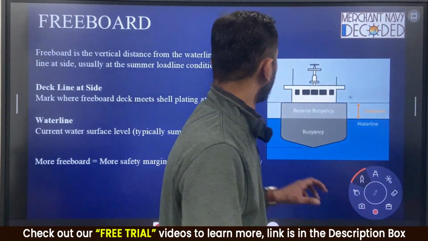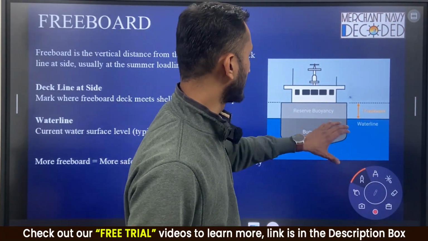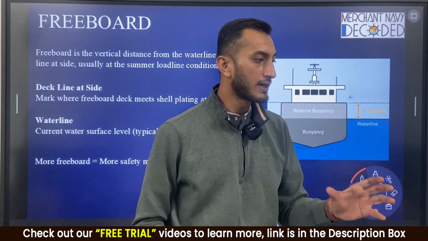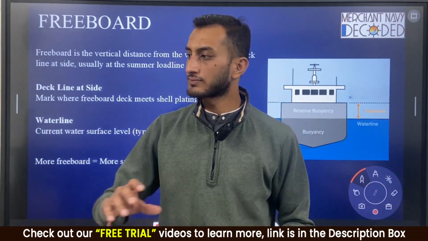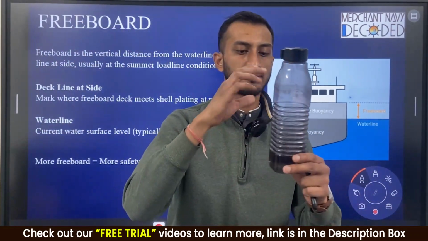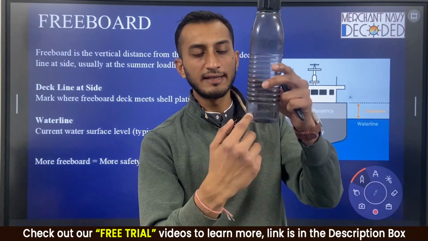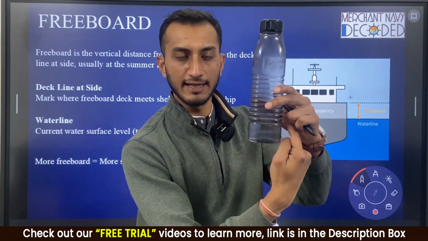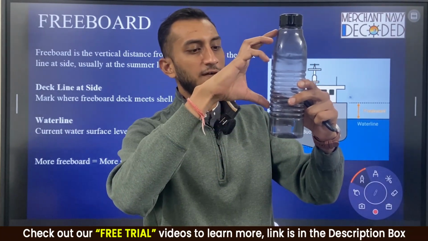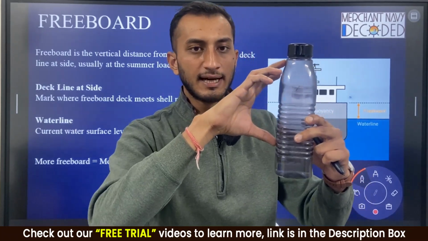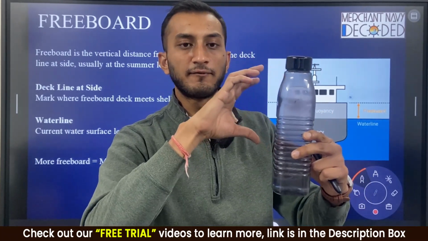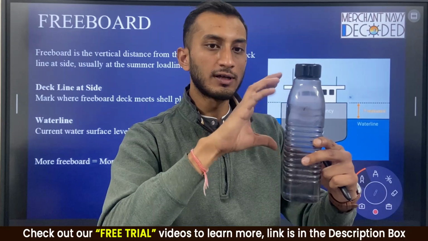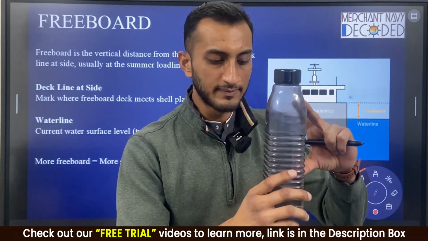I'll help you understand what reserve buoyancy is. Considering that this is a bottle with water filled inside it, the leftover space, which is filled with gases and is empty, not filled with water, is the reserve buoyancy.